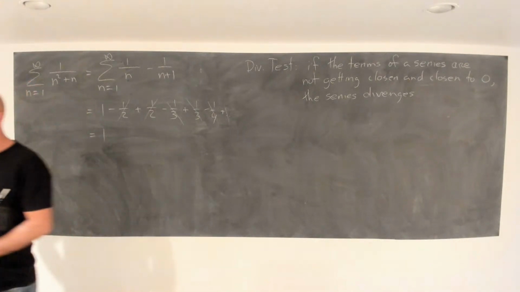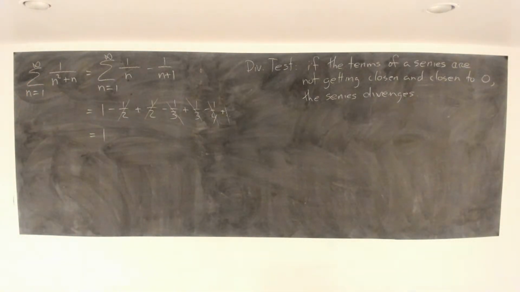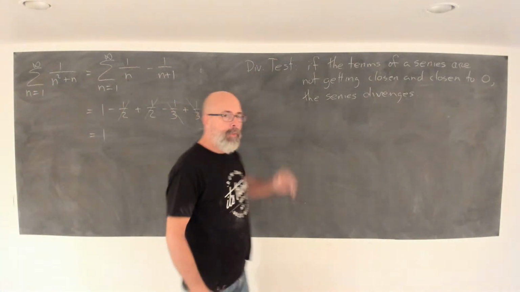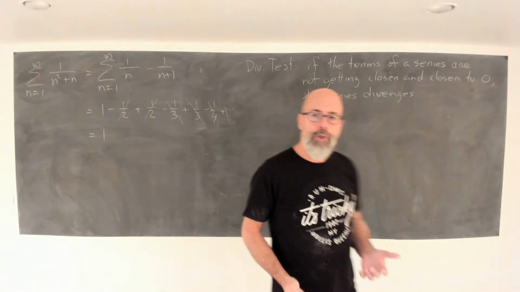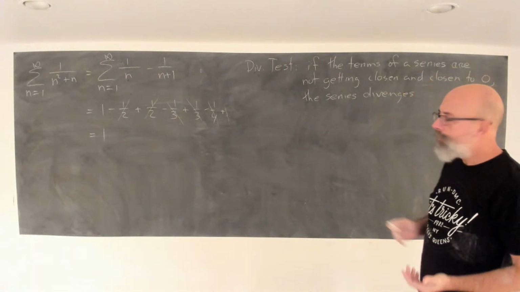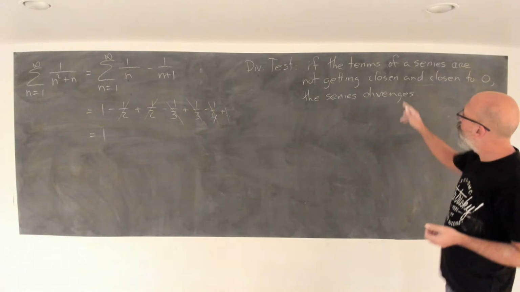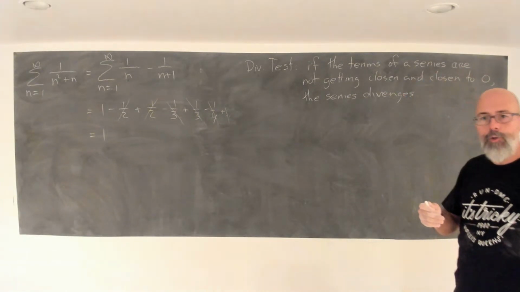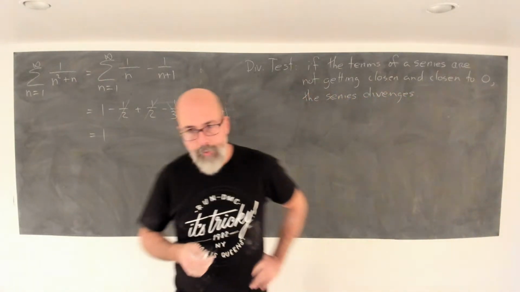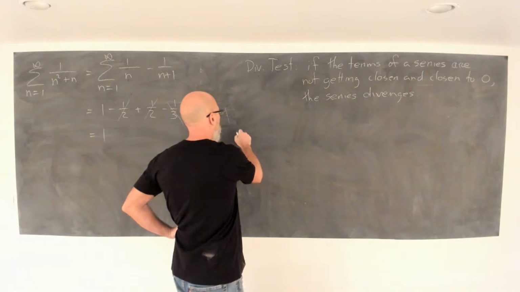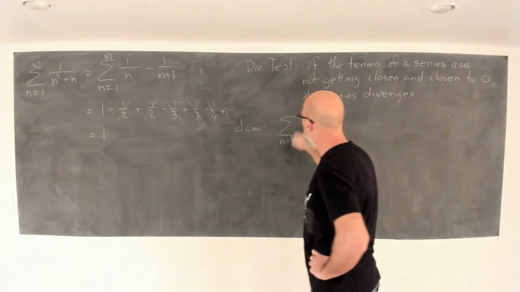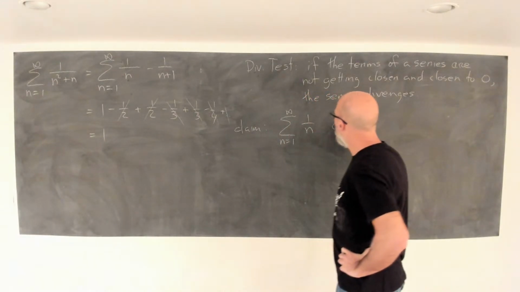It's easy to read too much into that. It's called the divergence test because all it gives you is divergence. It never gives you convergence. What I mean by that is, even if the terms of a series are getting closer and closer to 0, that does not guarantee that the series converges. Example, the series 1 over n diverges.